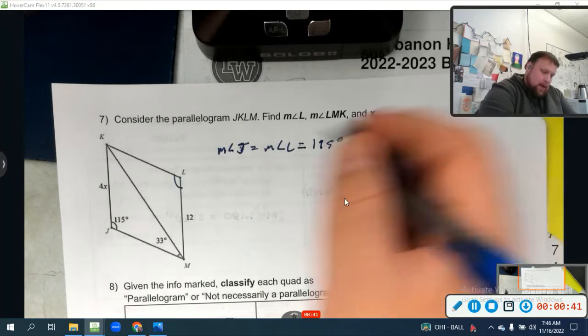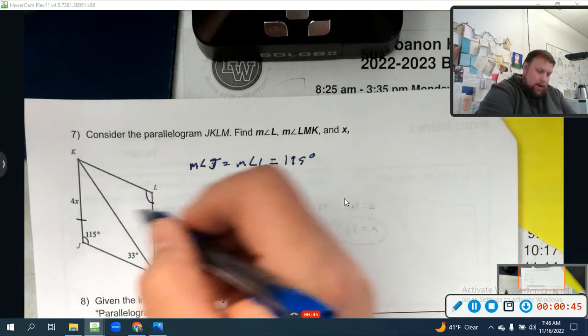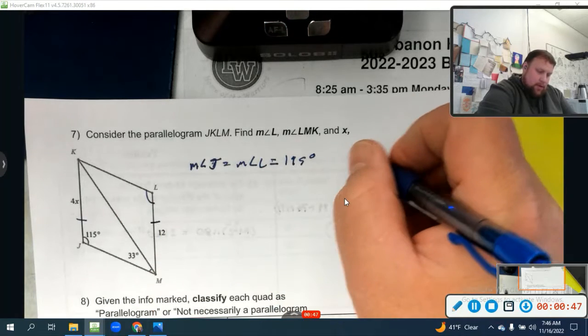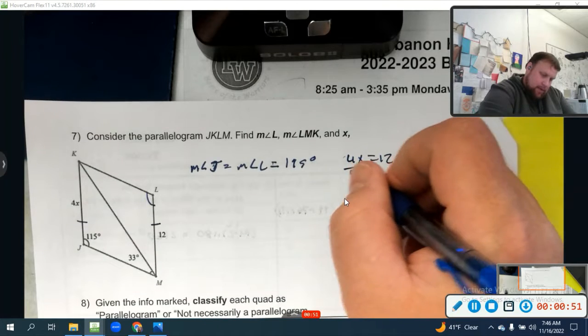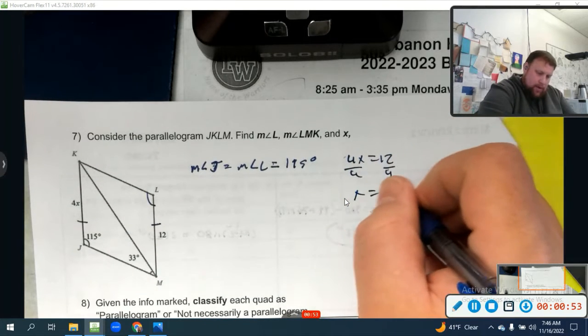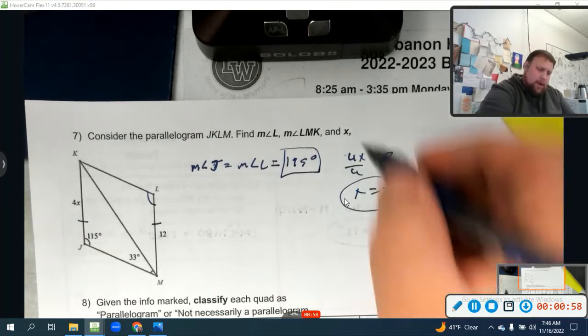Okay. X, that's also an easy one. Let's get that out of the way. I know opposite sides are congruent, right? Boom. So then 4x equals 12. Divided by 4, X equals 3. That's the easy one. Got the two easy ones out of the way.